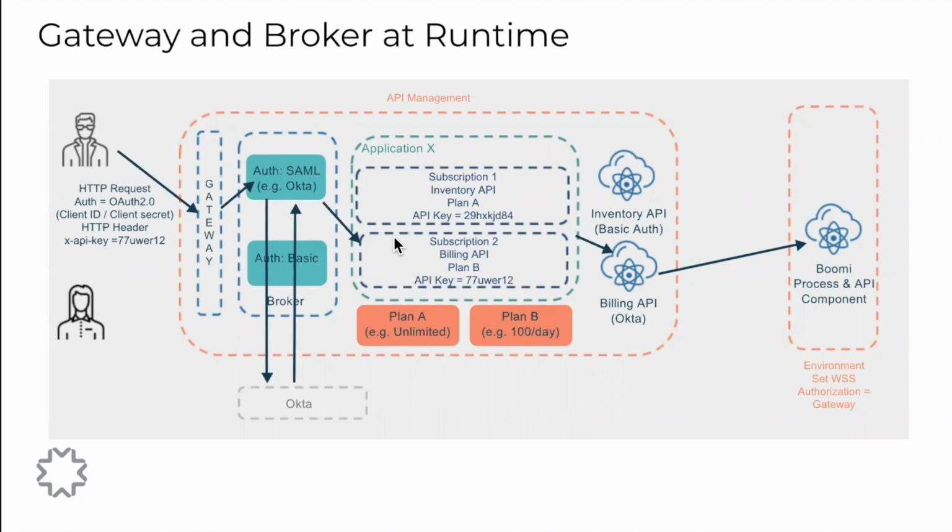And then this is where we identify by their API key. You can see this API key right here. We're identifying that this is subscription 2 to the billing API, and we're applying plan B, which is 100 requests per day. And then, so we're allowing access as long as they have not exceeded that 100 requests per day. We're letting them through to call the billing API, which is a proxy, which ultimately calls the billing API backend on the integration side for the implementation. So hopefully that helps clarify what that looks like at runtime.